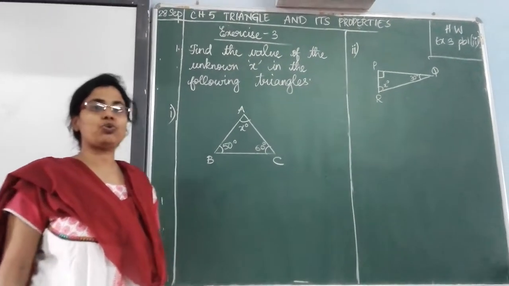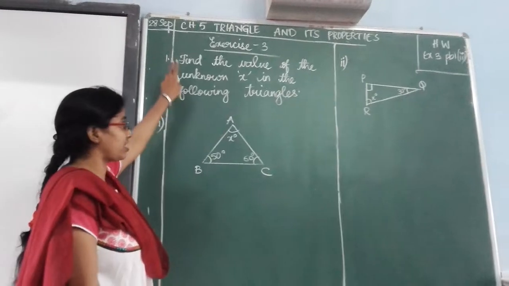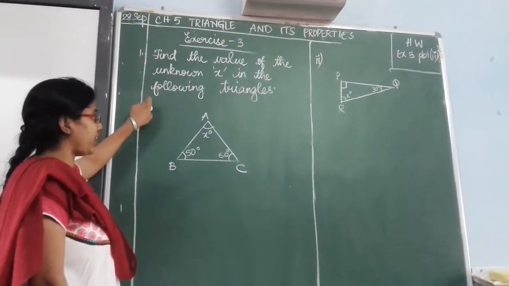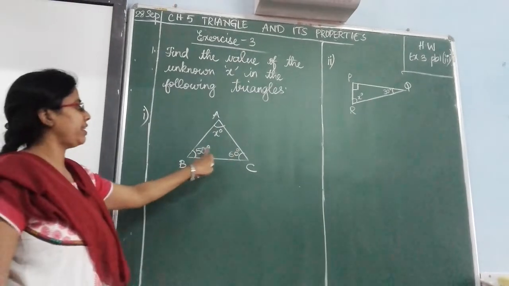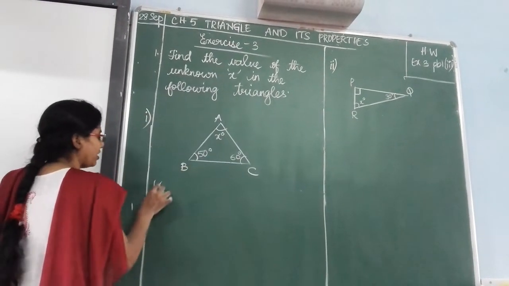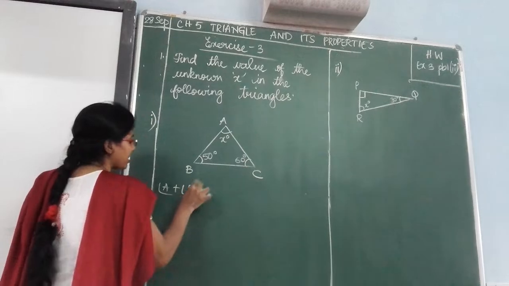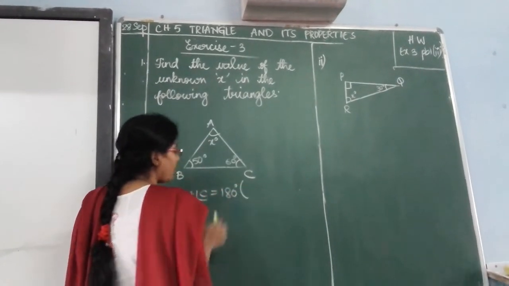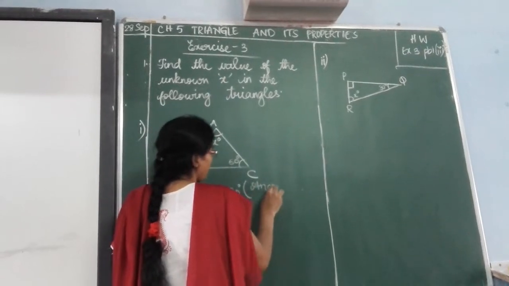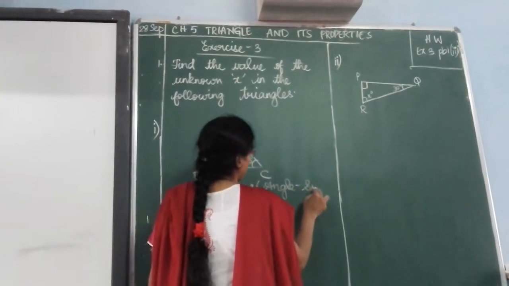Okay children, let us do the first problem in exercise 3. Find the value of the unknown x in the following triangles. There is a triangle given and the angle measures are given. You know that angle A plus angle B plus angle C is equal to 180 degrees. How do you know? Angle sum property of a triangle.